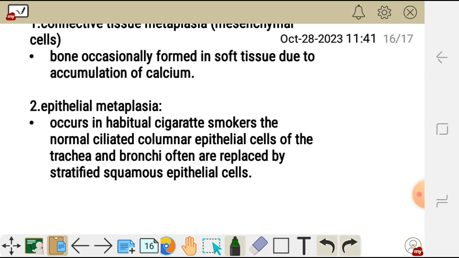This is done to adapt to the current environment, in which now we have smoke. In cigarette smokers we have a stress in the form of smoke. So this sensitive ciliated columnar epithelium is going now to be replaced. The stem cells are going to form new cells which are stratified squamous epithelium to replace the ciliated columnar epithelium, and that is what we call epithelial metaplasia.